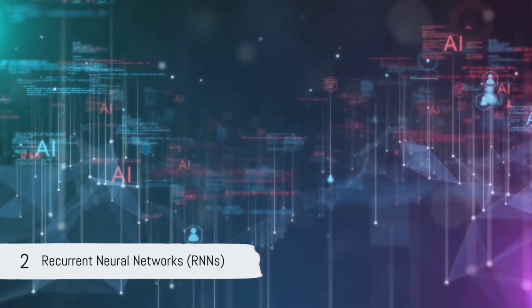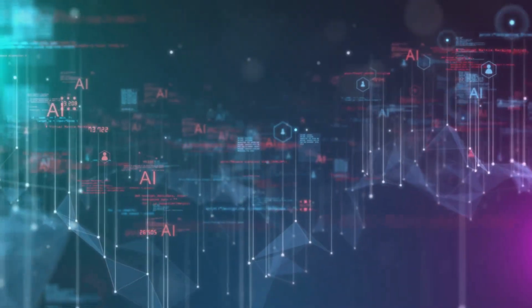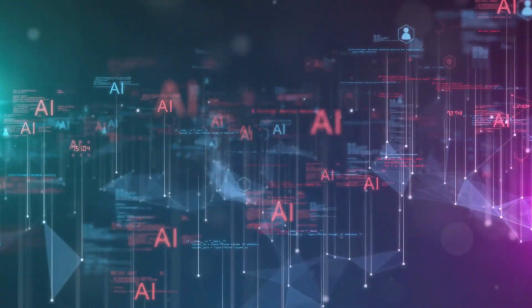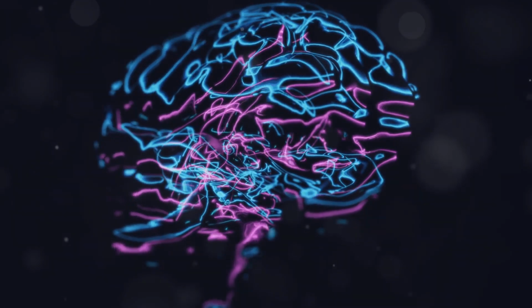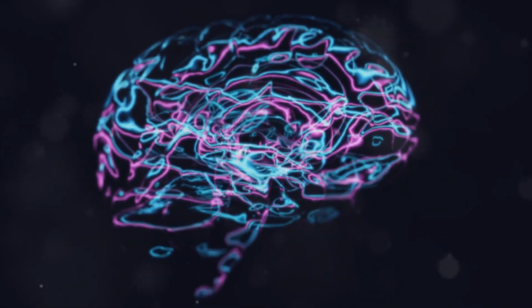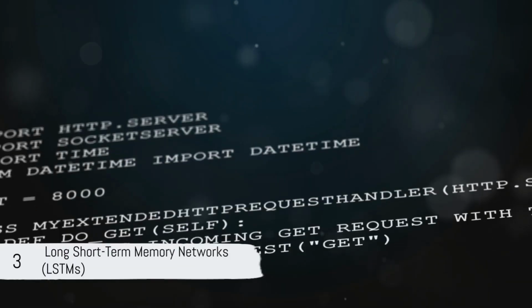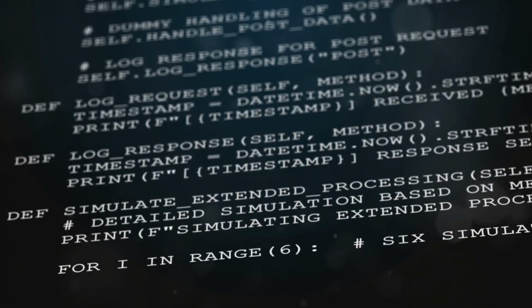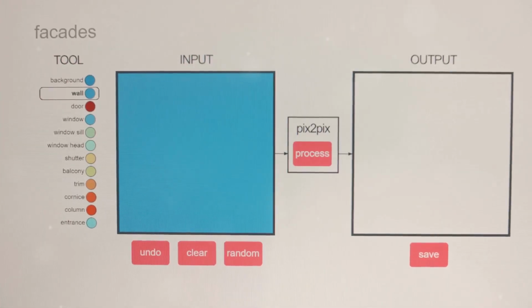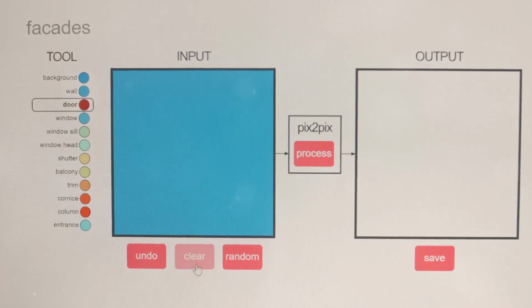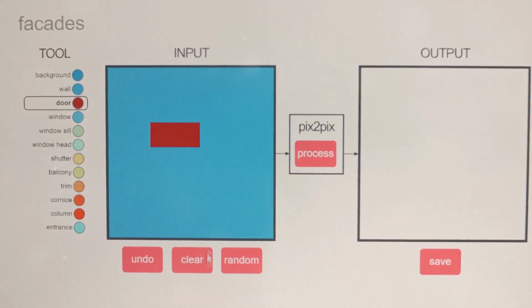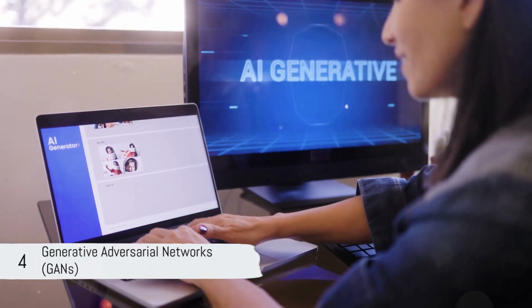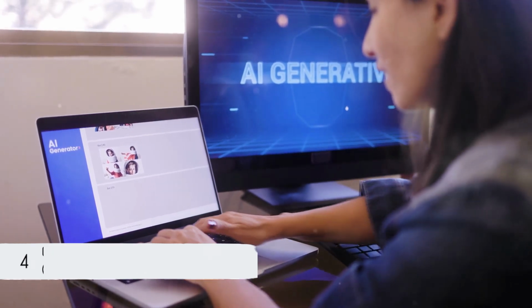2. Recurrent neural networks, RNNs, ideal for sequential data. RNNs are used in natural language processing and time series prediction. They excel at tasks such as language translation and speech recognition. A simple example is predicting the next word in a sentence. 3. Long short-term memory networks, LSTMs. A special type of RNN, LSTMs are capable of learning long-term dependencies, making them useful for tasks like text generation and sentiment analysis.